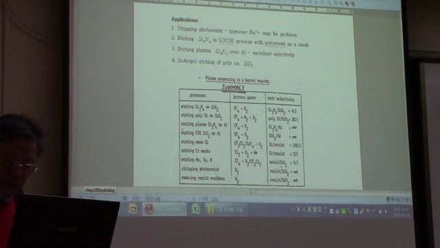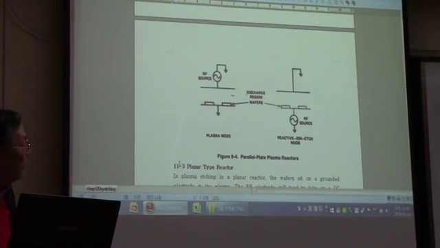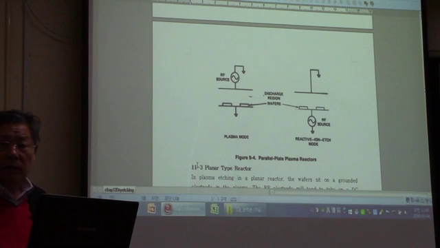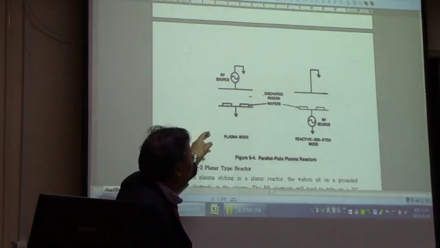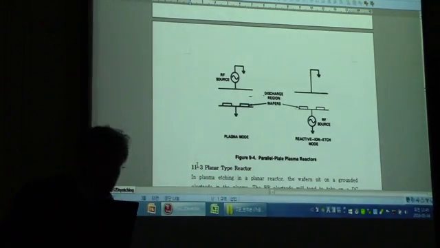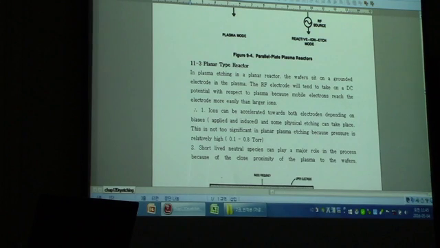Okay? That's how you read this table. Okay, we turn off the RF plasma, it does have a DC mode there. Now let's move to the planar type reactor.